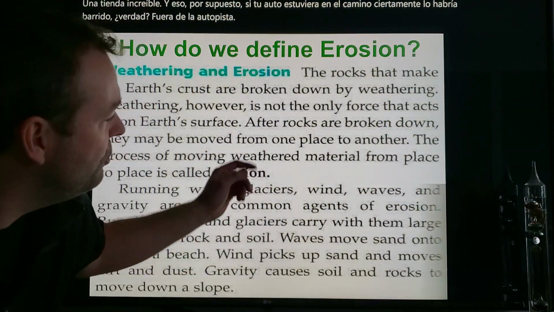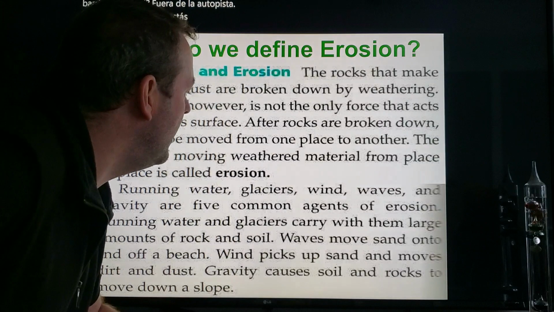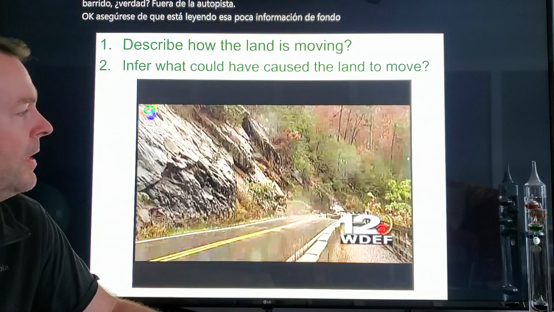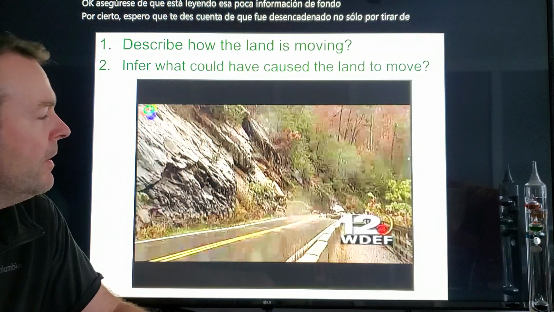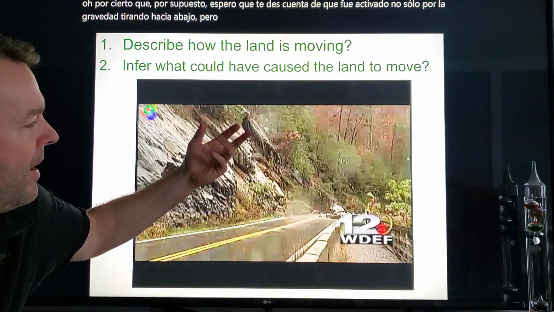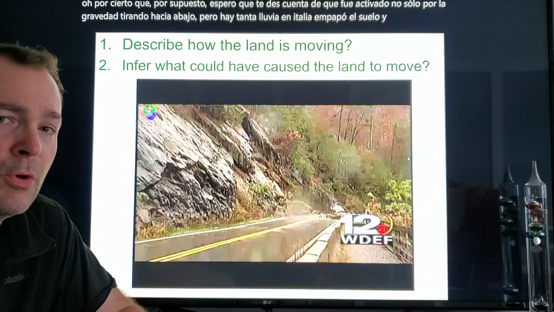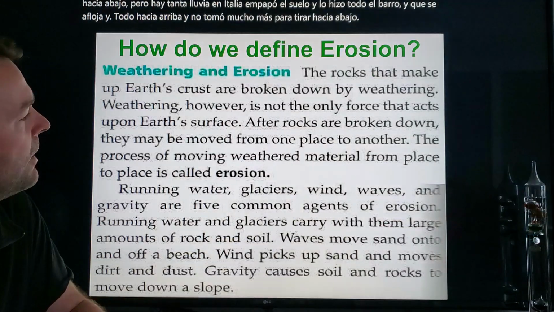Okay, make sure you read that through. It gives you a little background information. Oh, by the way, hopefully you realize that was triggered not only by gravity pulling it down, but there was so much rain going on, it literally soaked the ground and made it all mud, and that loosened everything up, and it didn't take much more to pull it down. Okay? All right, so here we go.